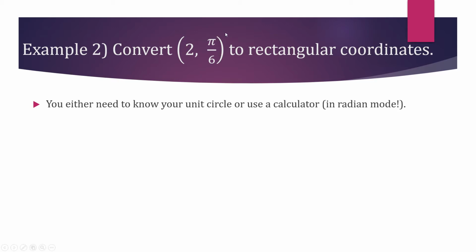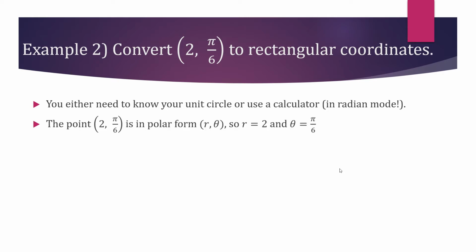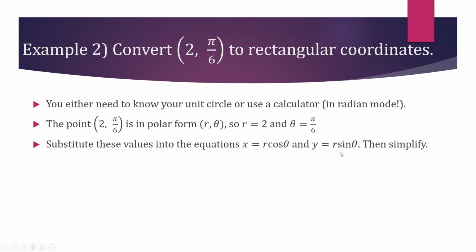in radians here. You can decide which way you want to do these. However, it's actually a little bit easier if you have your unit circle than it is to do it with a calculator, but I'll talk about both ways. Okay, so (2, pi/6) is in polar form. So we know r is 2 and theta is pi/6. We're going to substitute those values into our equations.